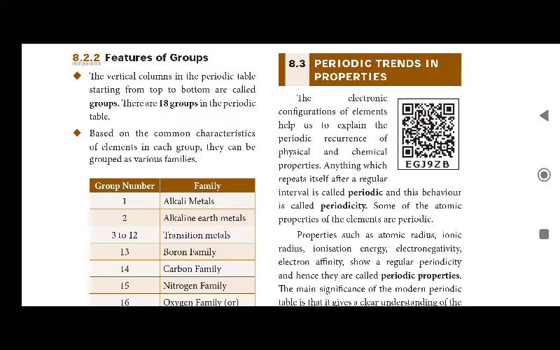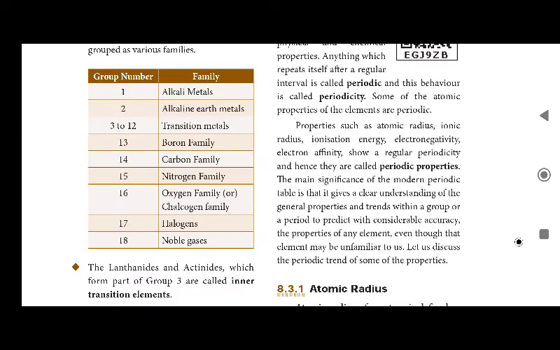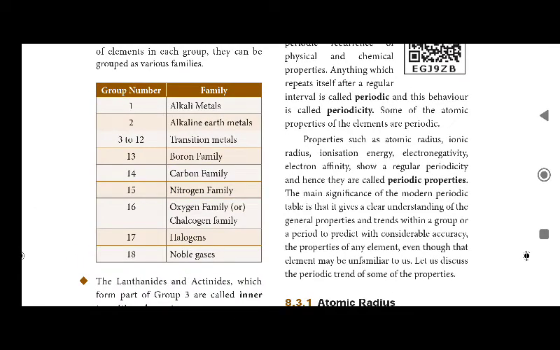Based on the common characteristic of elements in each group, they can be divided into various families. Group number 1 is called alkali metals. Group 2 is called alkaline earth metals. 3 to 12 transition metals. Look where 3 to 12 is in your book, light blue color, aqua blue.